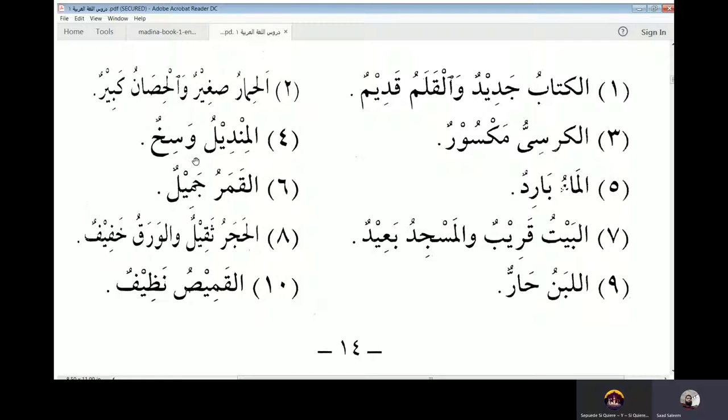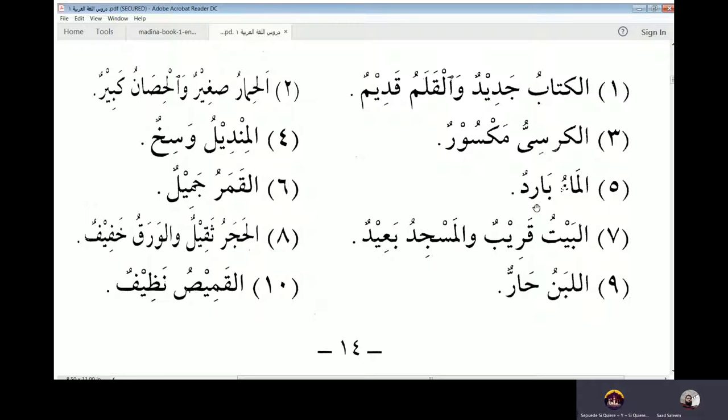Al-mindilu wasihun. It's either clean or dirty. Yeah, dirty. Okay. Let's see. Al-mindilu wasihun. The handkerchief is dirty.